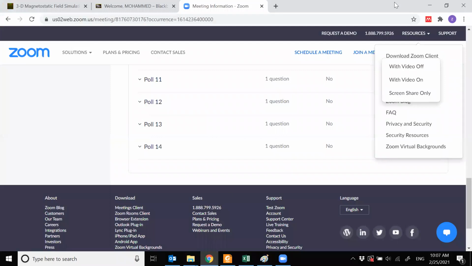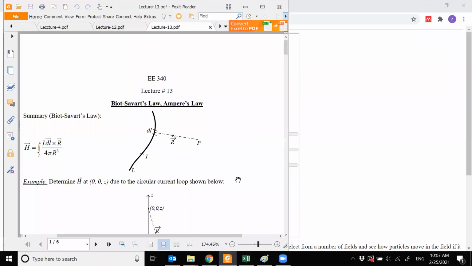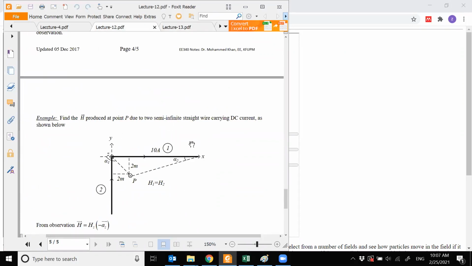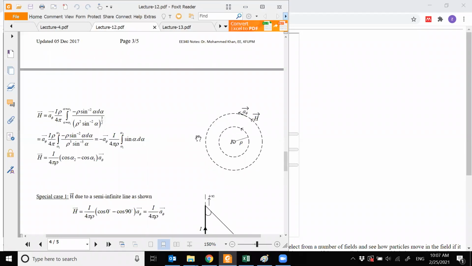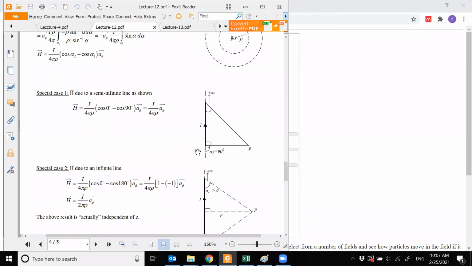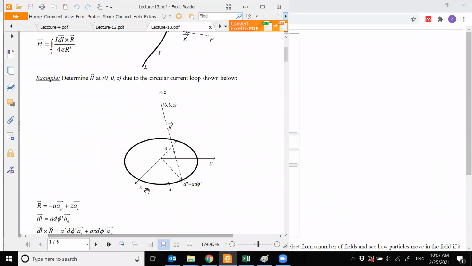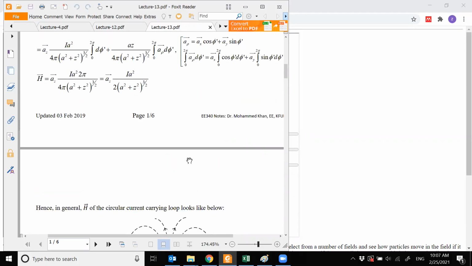Okay, so let's come back. Here I want to start our class with a review. In the last class, we looked at the Biot-Savart law, where we did the example of the two semi-infinite lines. We took an example of an infinite line, and we saw how the magnetostatic field looks. Then we also did a ring, and this ring was carrying a current I. And we saw how the field looks. I think this is where we stopped.